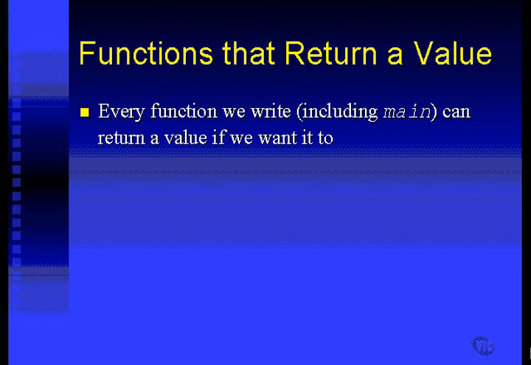Okay, so we need to know that every function that we write can return a value if we want it to. That includes main. Main is the only function that we've been creating in every program that we've written, and it's even true that main can return a value. Doesn't make a lot of sense really when you think about it. Where would main return its value to? But there is actually a place where main can return its value to, and we'll learn about that in a later module. In this module we'll learn about the extra functions that we write, in other words not main.